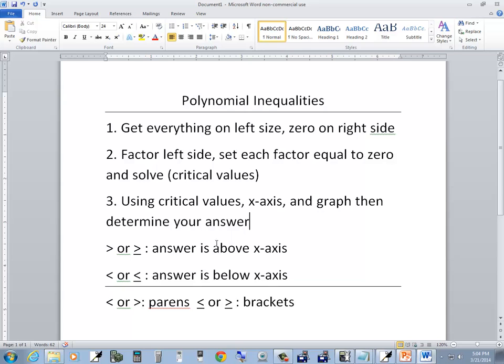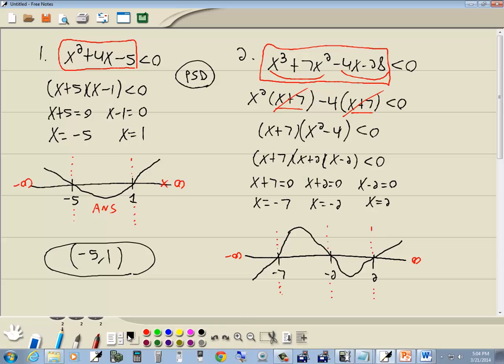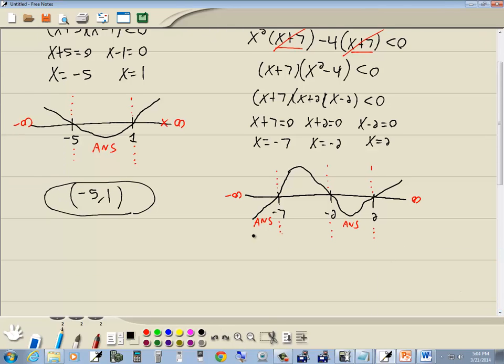Now this is a less than. Less than says the answer is below the x-axis. Well, my graph is below the x-axis here, and it's also below the x-axis right here. So this interval is from -infinity to -7, and this interval is from -2 to positive 2.